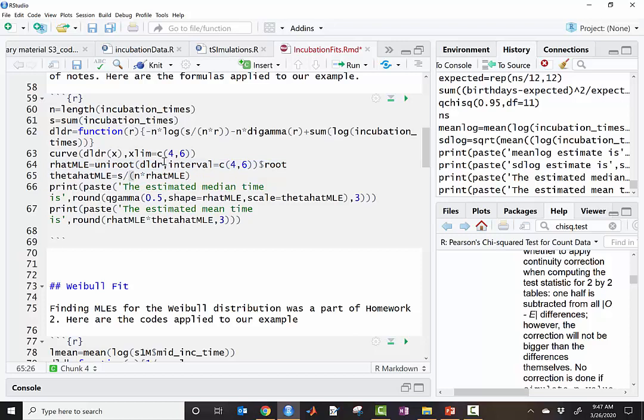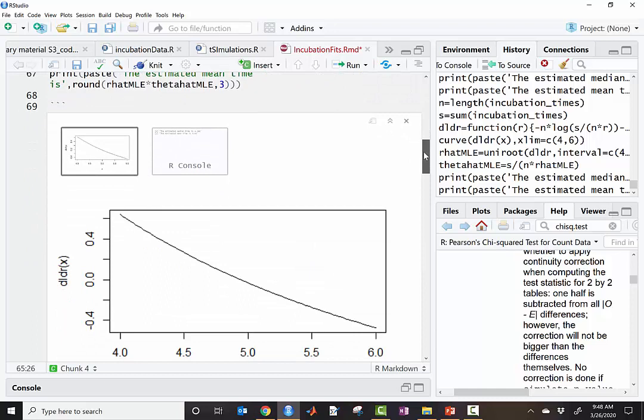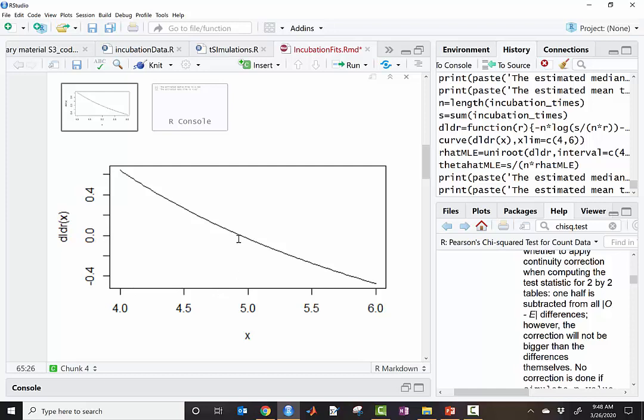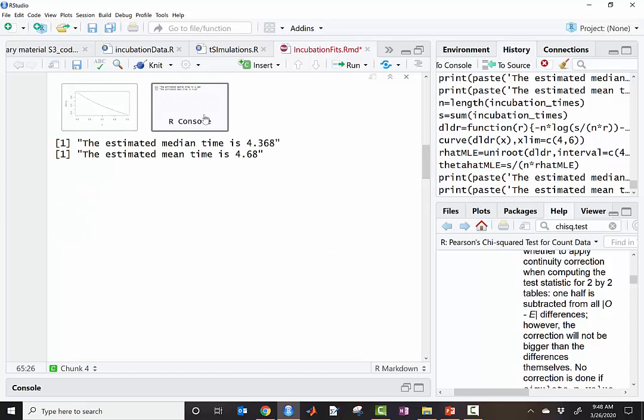Once we have the MLE for r, we can get the MLE for theta. That just comes out of looking at DLD theta and the formula that arises there. And from there, we can use the resulting gamma distribution to get the median and the mean of the incubation times. So let's see what that output looks like. The first graph, the curve here, just shows that the zero is indeed between 4 and 6, right? We can see the graph here crosses the y equals zero axis. And then the estimated median and mean times end up being very close to what we saw for the log normal distribution before.